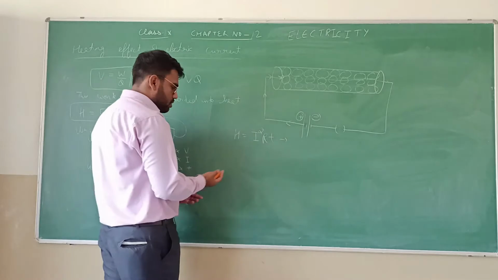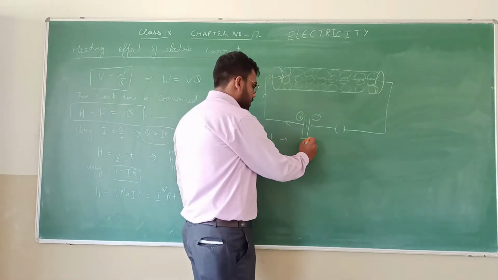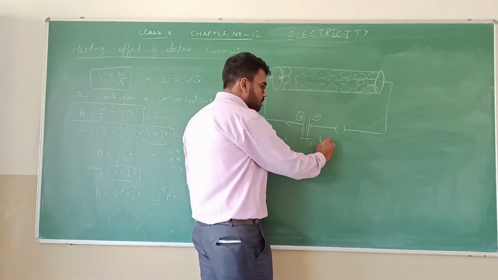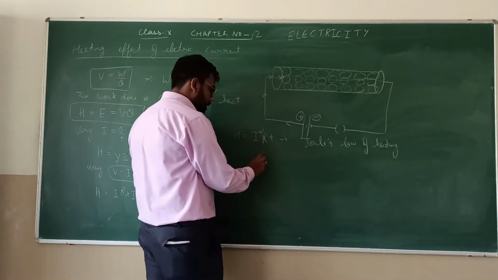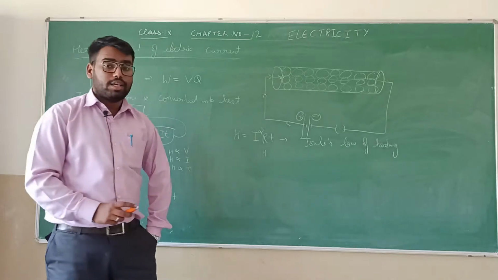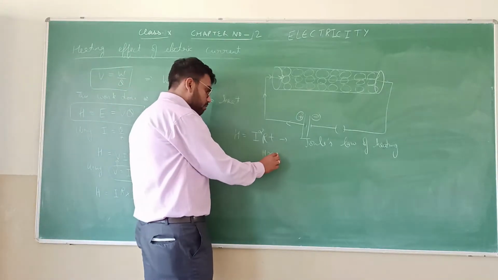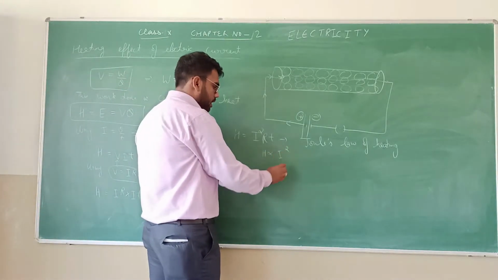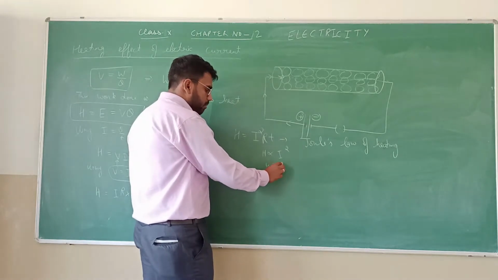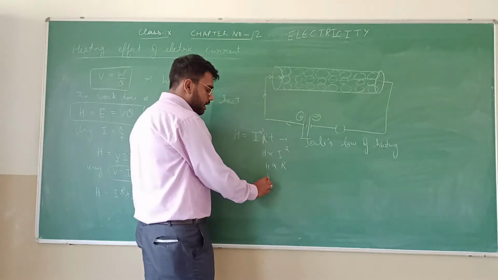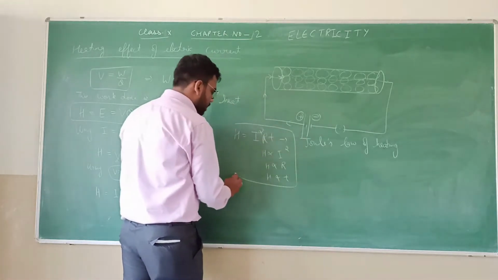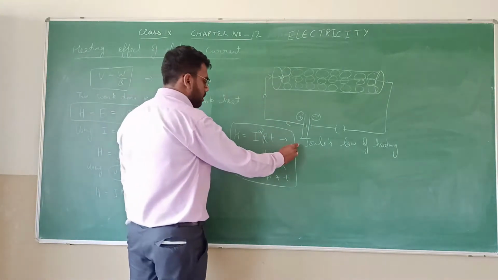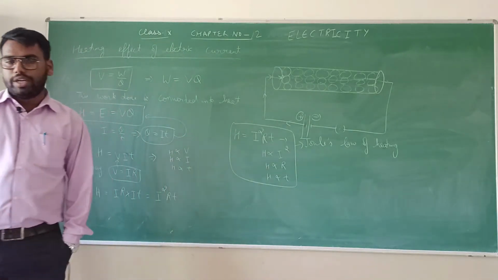This was given by Joule, so we call it Joule's law of heating. Joule's law of heating states that the heat produced in any conductor is directly proportional to the square of current, directly proportional to the resistance of that wire, and directly proportional to the time for which current is flowing. This is called Joule's law of heating.